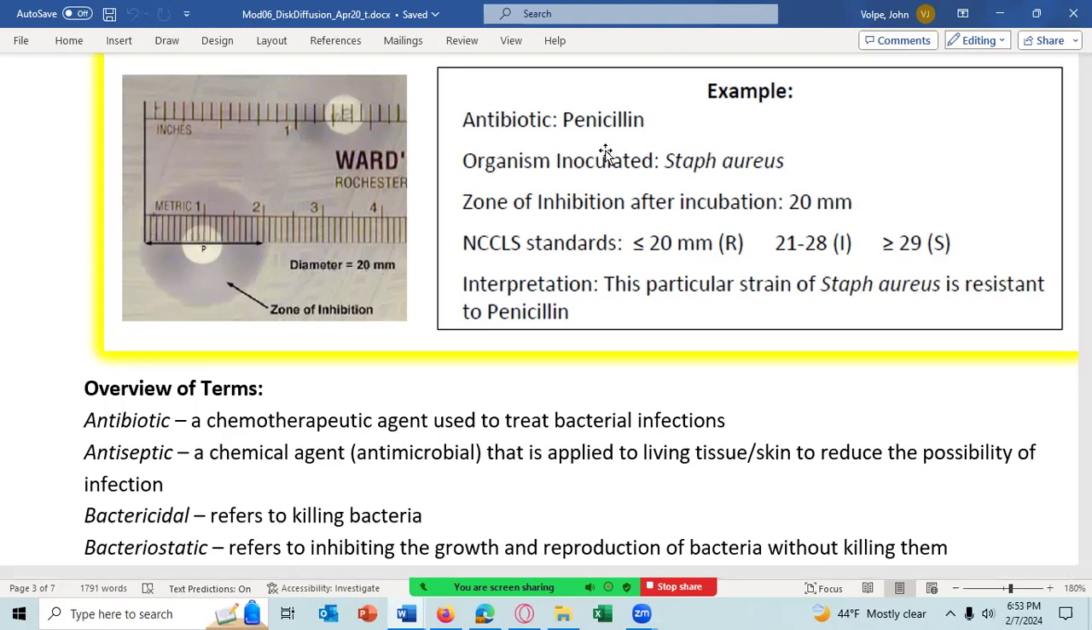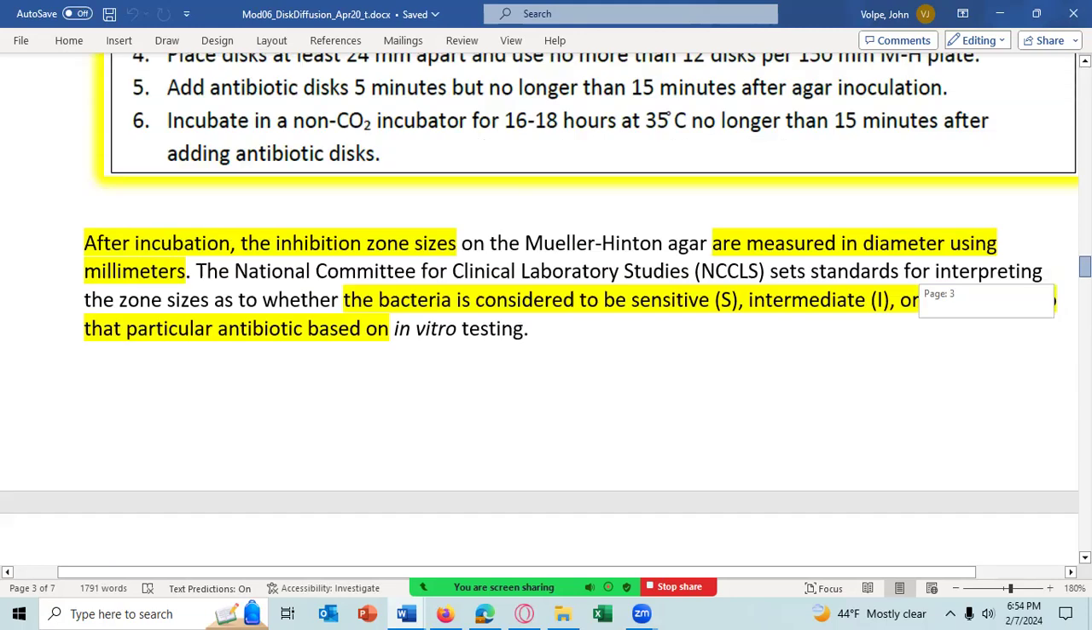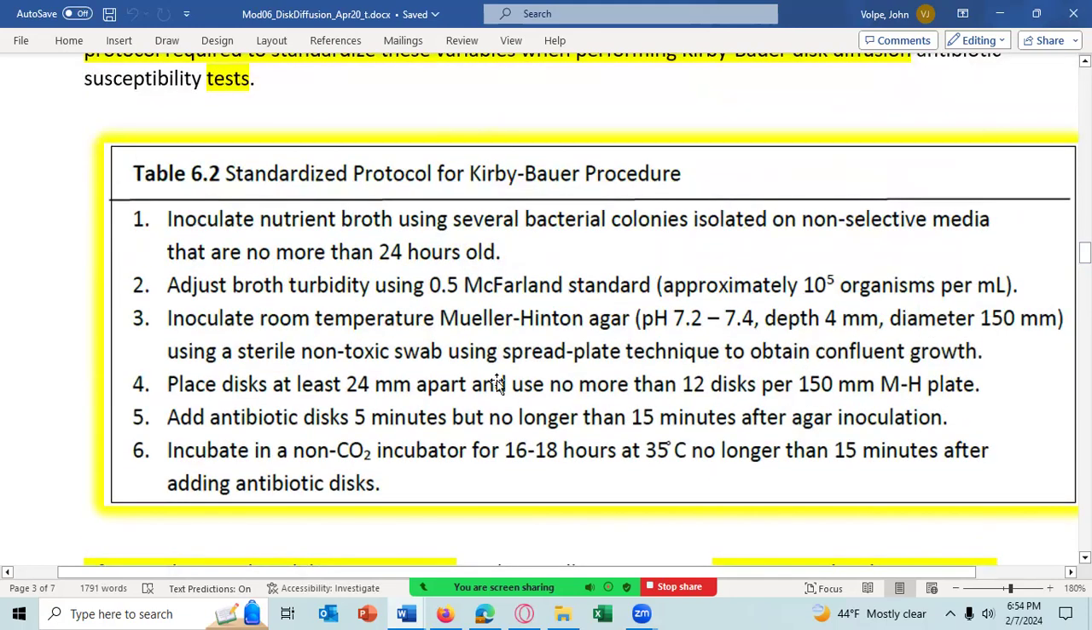So to determine the sensitivity or the resistance, you have to grow up the bacteria on plates having the antibiotic, and you have to apply the bacteria using this standard protocol and applying the antibiotics using this standard protocol. Grow it between 16 to 18 hours at 35 degrees Celsius.